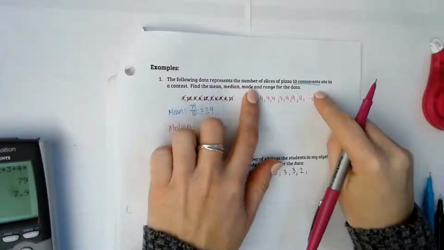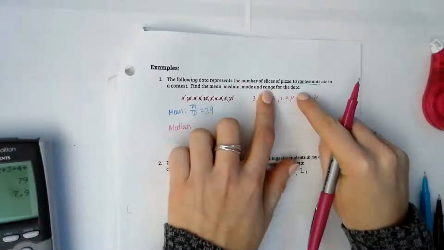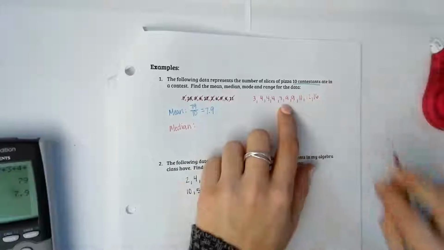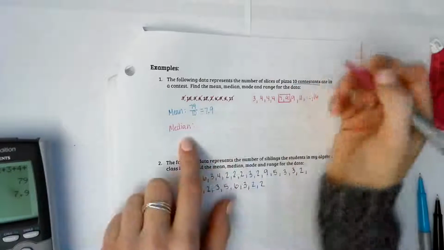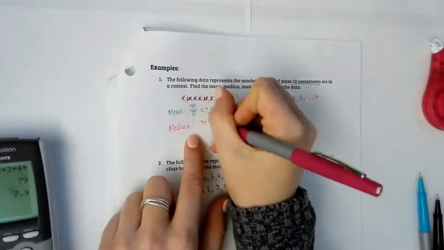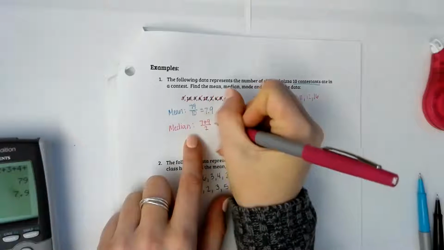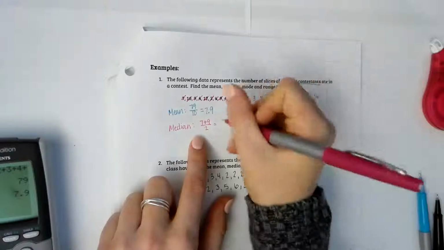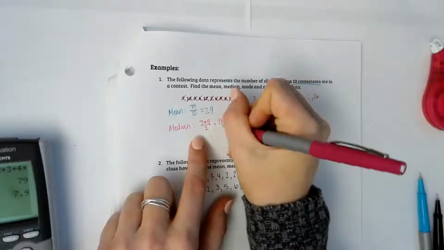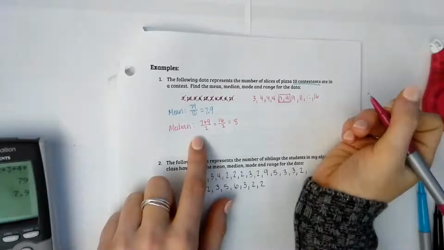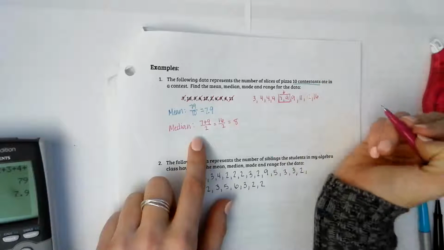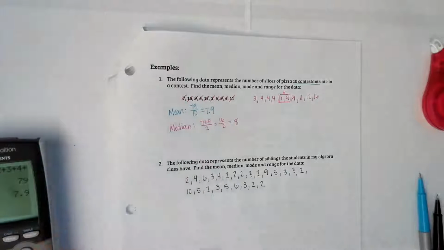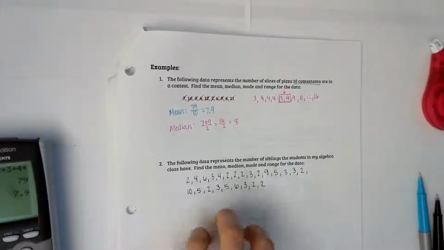Okay, so here are the two middle numbers, the 7 and the 9. I would add those two together and divide by 2. So 7 plus 9 is 16, divided by 2 is 8. It's also the number that's literally in the middle of those two. So go ahead and pause the video and find the median for this one down here.